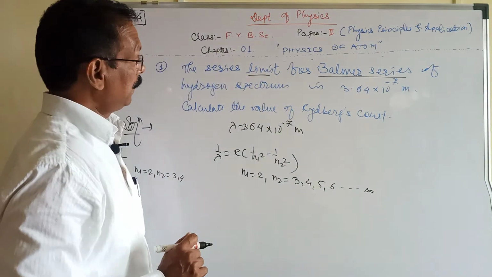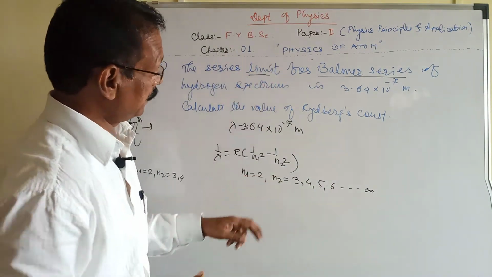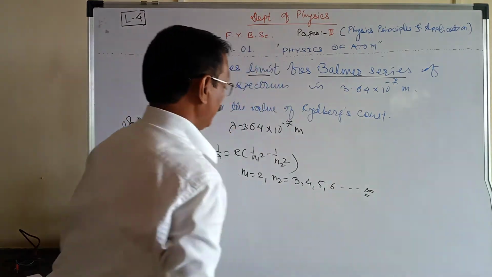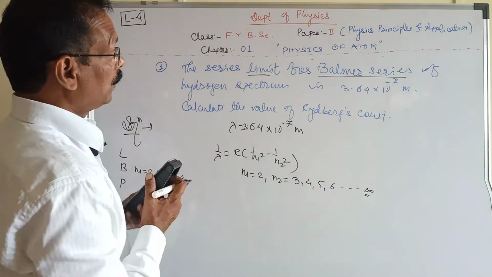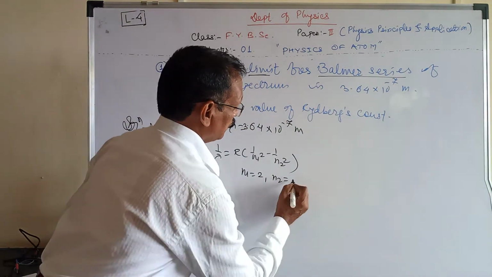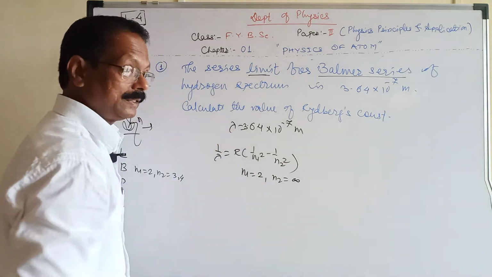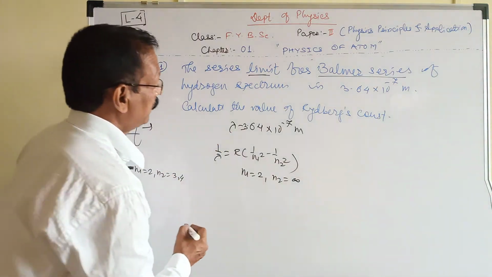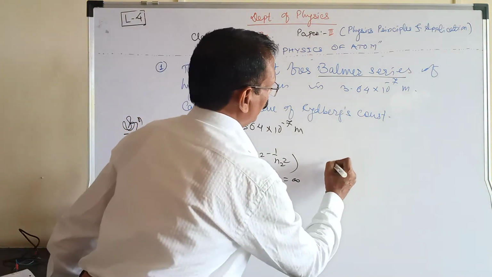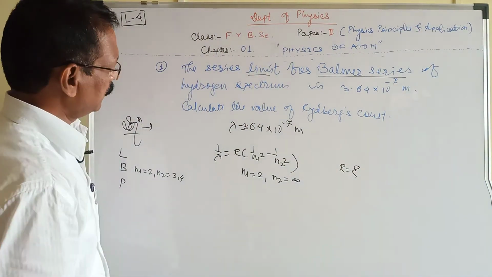But remember, in this case, it is the series limit. What is the limit of the Balmer series? It is up to n2 equal to infinity. So for the word limit, we have to take n2 is equal to infinity. These information are given. Lambda is given, so substitute the value, and we have to calculate R, the value of the Rydberg constant.